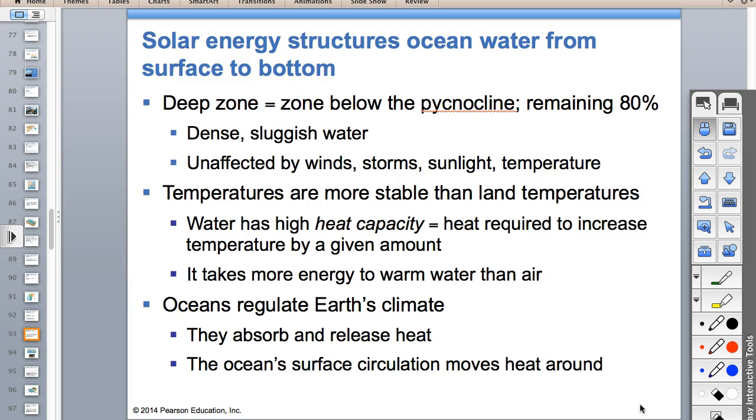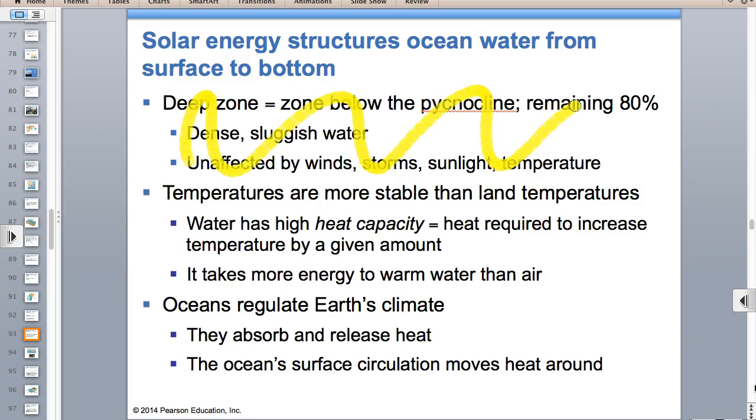So anyway, that deep zone, that's what I was talking about. About 80% of the ocean water is there. It's not affected by winds. It doesn't get any sunlight. The temperature's all the same, and so it's going to be pretty stable there around the world. Now, if we talk about water anywhere, the temperature of water is going to stay pretty constant. And so, like I said, it helps to moderate the climate.